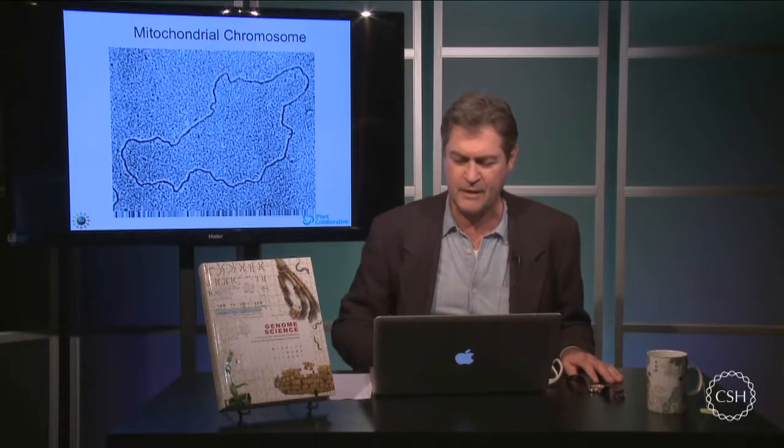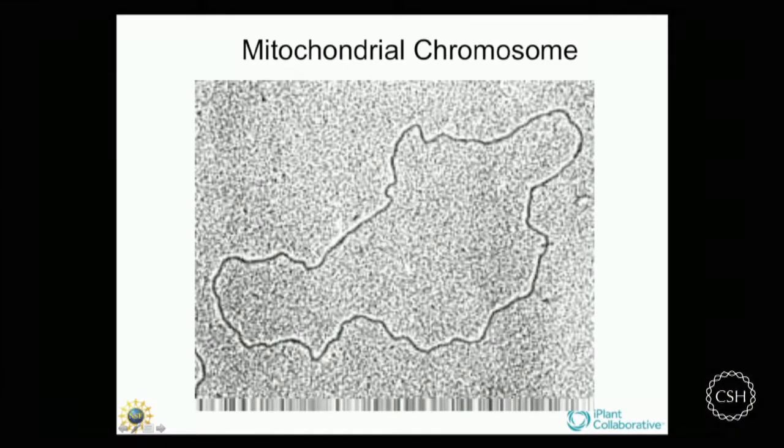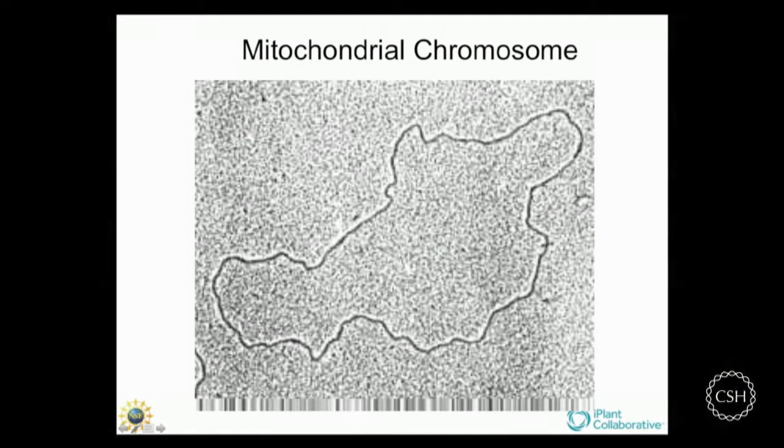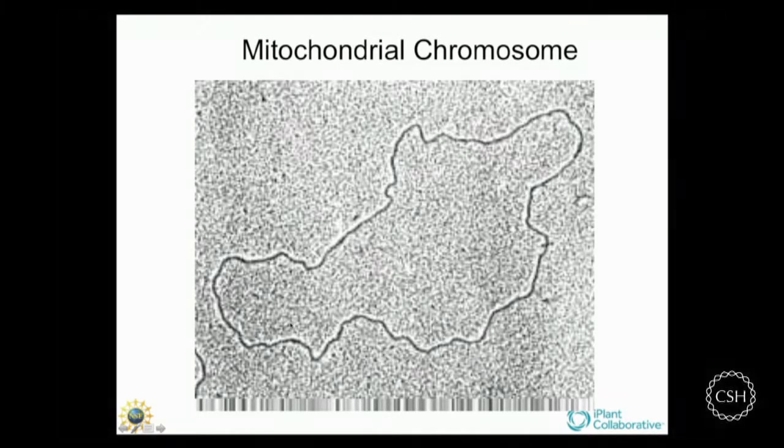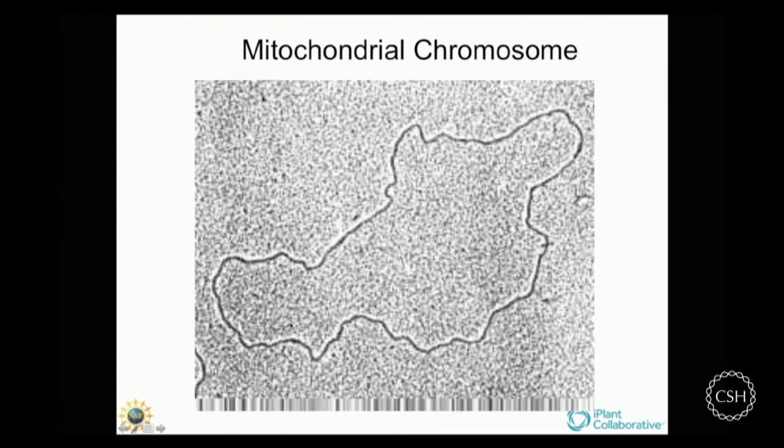Just to remind you that these organelle genomes, here's a human mitochondrial genome, are in fact circles. They look like bacterial plasmids because, in essence, that's what they were at one time.